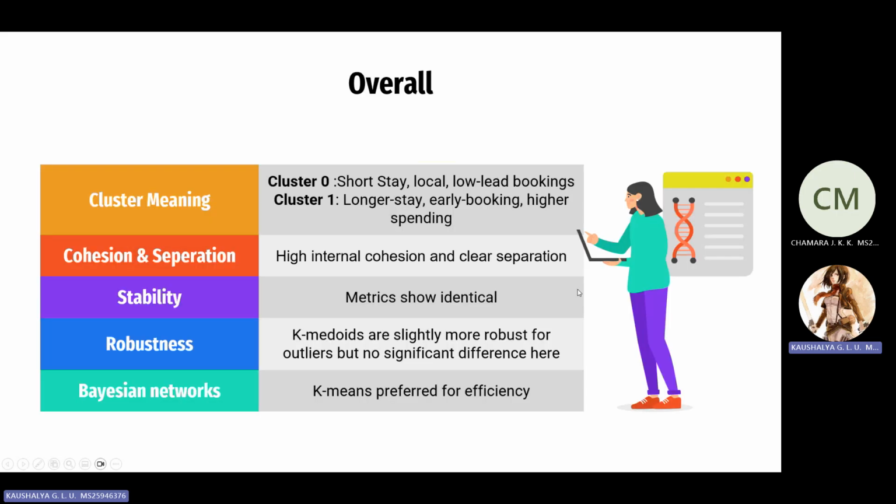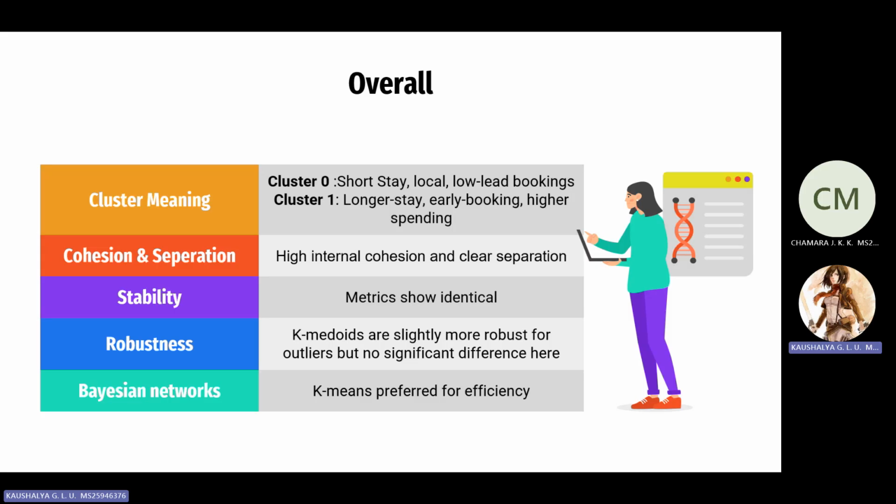Overall, Cluster 1 shows short-staying people with lower lead time in bookings, while Cluster 0 shows longer-staying, early-booking customers who impact revenue more. There is high internal cohesion and clear separation for these two clusters. Metrics like the silhouette score and Davies-Bouldin score confirm this distinct cluster separation.